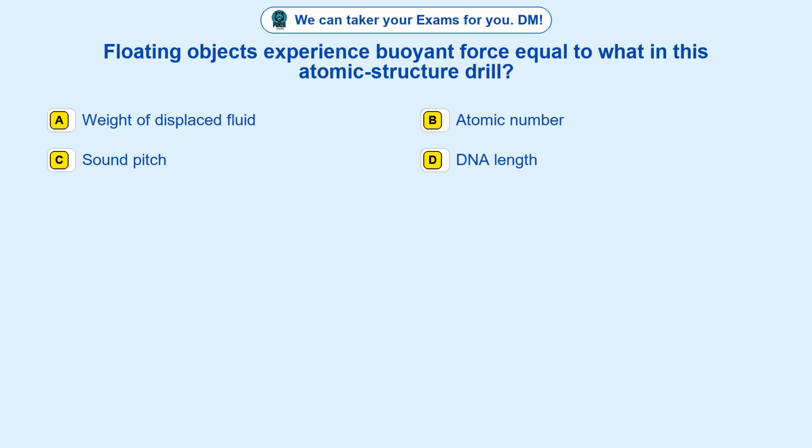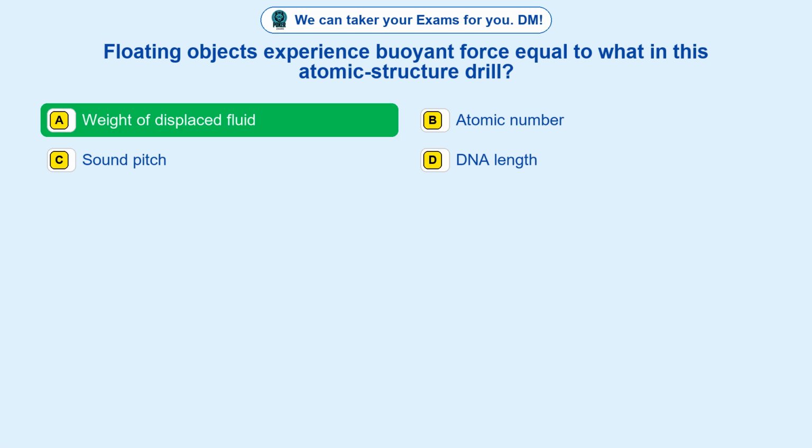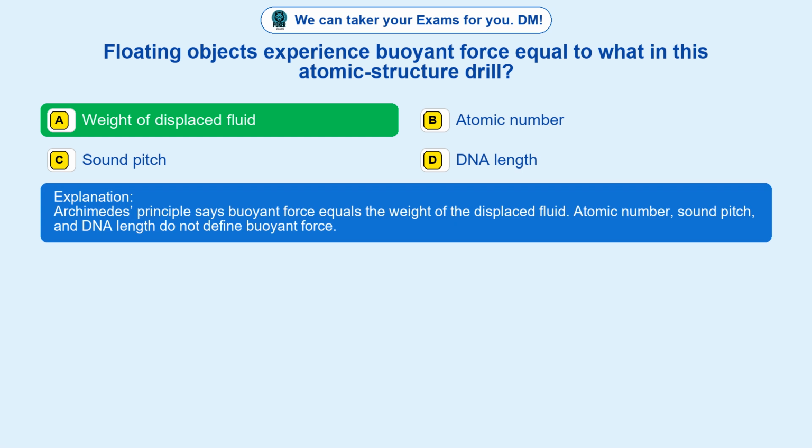Question 80. Floating objects experience buoyant force equal to what in this atomic structure drill? Option A, weight of displaced fluid. Option B, atomic number. Option C, sound pitch. Option D, DNA length. The correct answer is option A. Weight of displaced fluid. Archimedes' principle says buoyant force equals the weight of the displaced fluid. Atomic number, sound pitch, and DNA length do not define buoyant force.